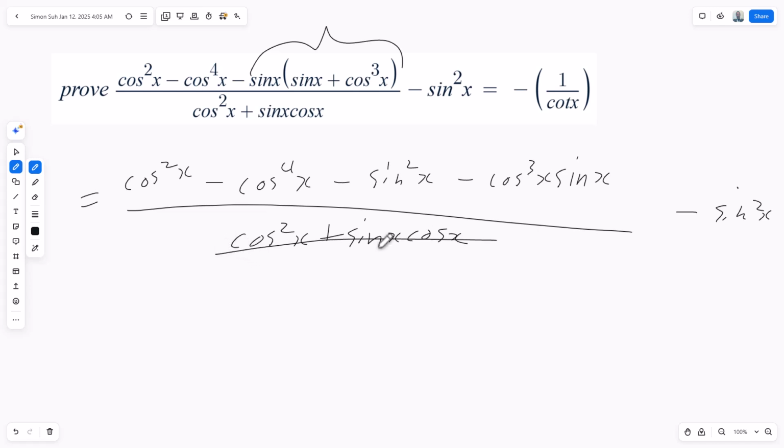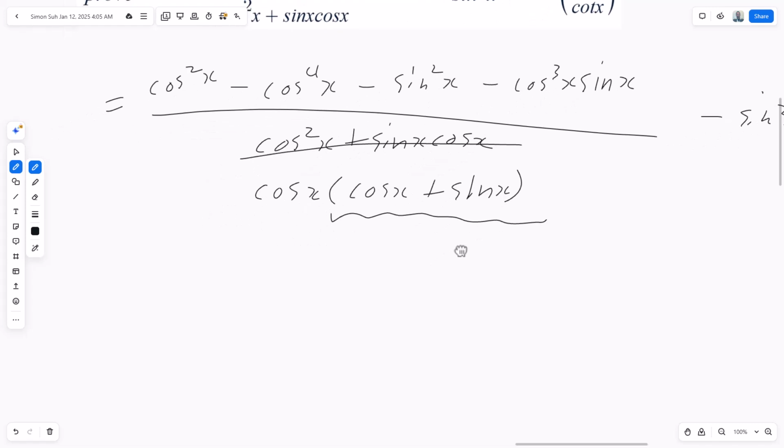So we're going to cancel this out and say that's equal to cosine x times cosine x plus sine x. In the numerator, we're going to run across cosine x plus sine x two times. So we have to find how to get this portion two times inside this numerator. Okay, let's get that going.